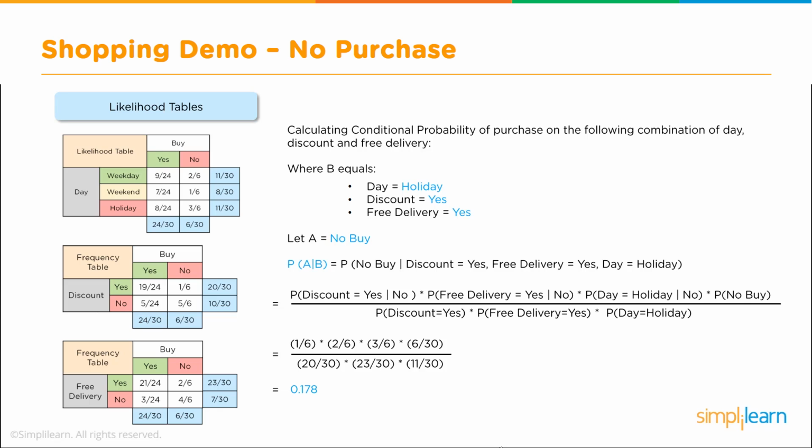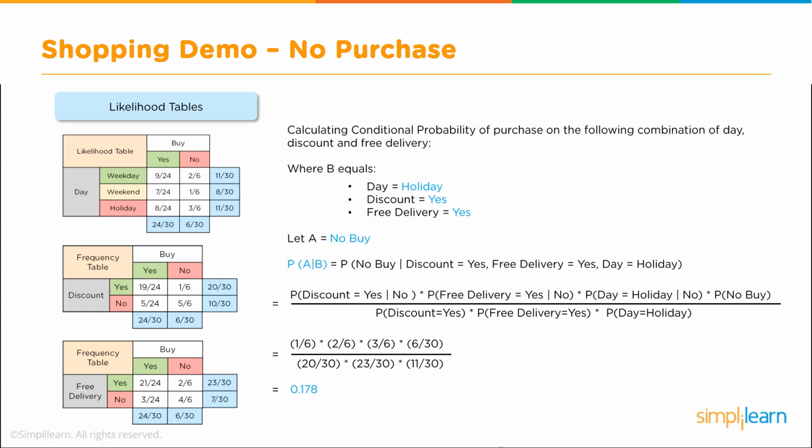So we have the probability of the discount times the probability of free delivery times the probability the day is equal to a holiday. Those are our three variables of the probability of A if B. And then that is going to be multiplied by the probability of them not making a purchase. And then we want to divide that by the total probabilities, multiplied together.